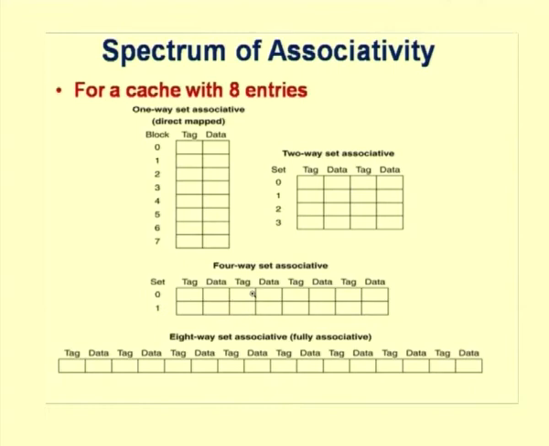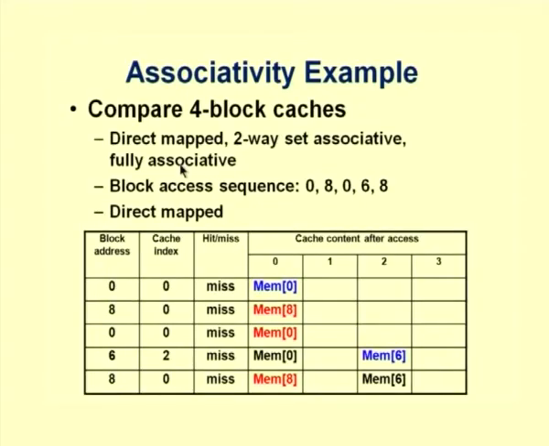Now, we will continue and look at how the different associative mappings behave when we have a sequence of memory accesses taking place. Okay. So, let us look at this example where I have a series of accesses, say 0, 8, 0, 6 and 8. I am looking at a simple 4 block cache. So, I have got 4 blocks 0, 1, 2 and 3. The block addresses that we have are 0, 8, 0, 6 and 8, and we look at the cache index.